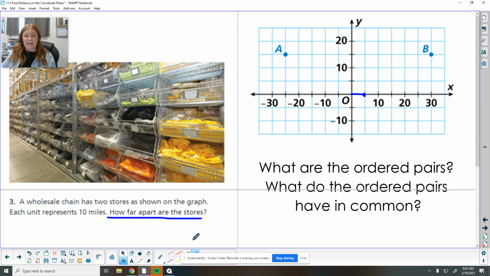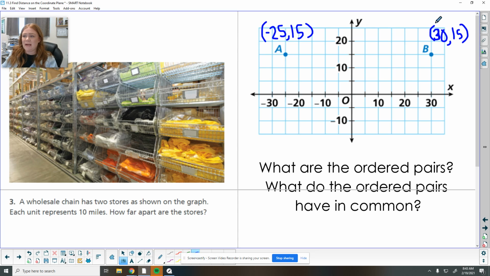So every unit is 10 miles here. So first let's find the ordered pairs. Let's find A. In between 20 and 30 is negative 25. Up 5, 10, 15. So we're at negative 25, 15. Now see if you can find B. So B goes over to 30 and up 5, 10, 15. So over 30, up 15.